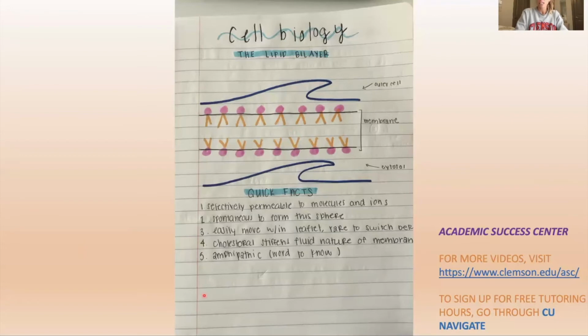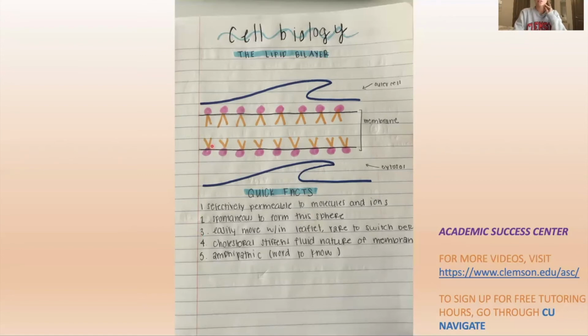So some quick facts that you definitely need to have nailed down and memorized. And so it is selectively permeable to molecules and ions, meaning that it kind of acts as a bouncer of what can go in and out of the cell. It is spontaneous to form this shape. So the reason why it forms this capsule where the water-hating molecules are inside and the water-loving molecules are on the outside is because if you hate something, you want to be away from it. And so that's why they're on the inside. And it's so much more spontaneous to do that. And it's very unfavorable for something that hates water to be near water. It just doesn't make sense for it to be that way.